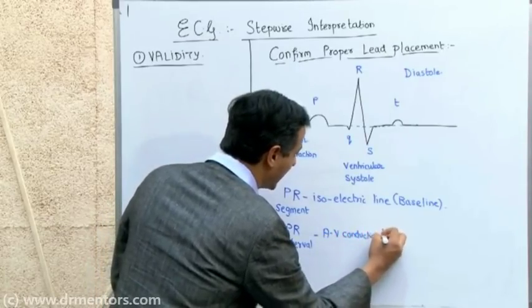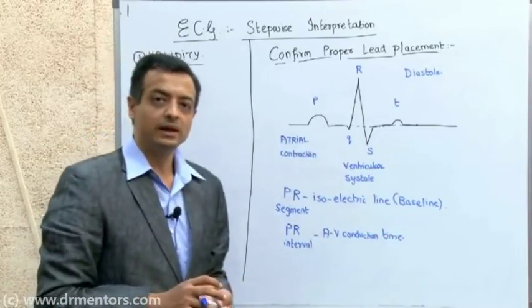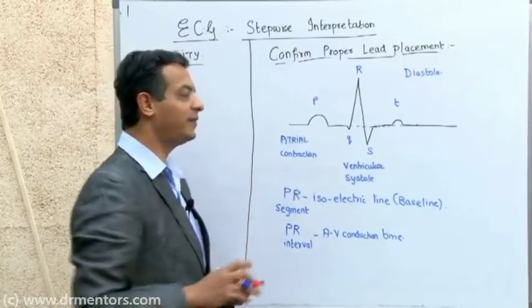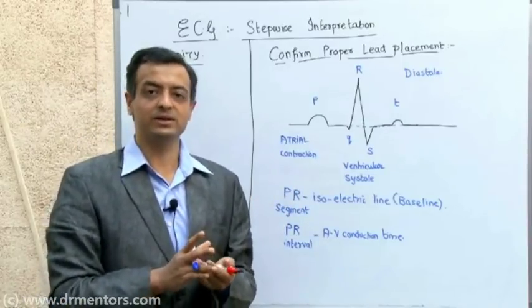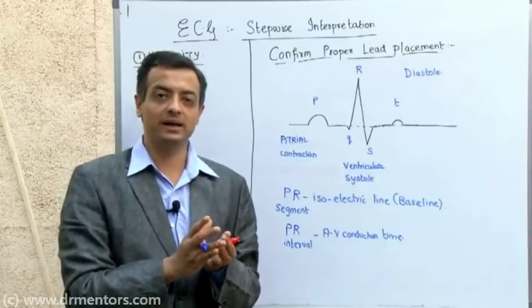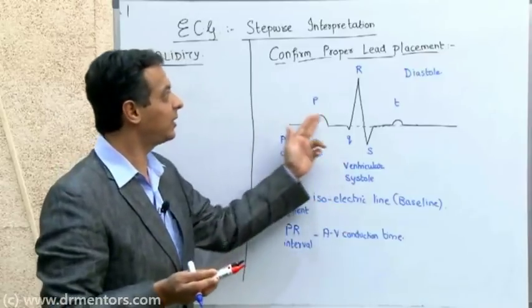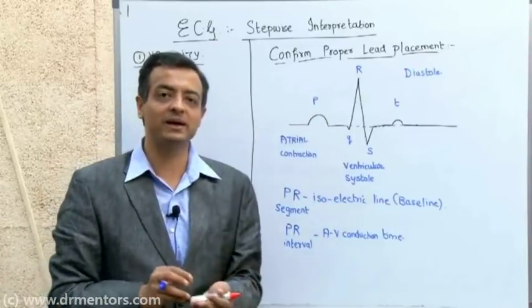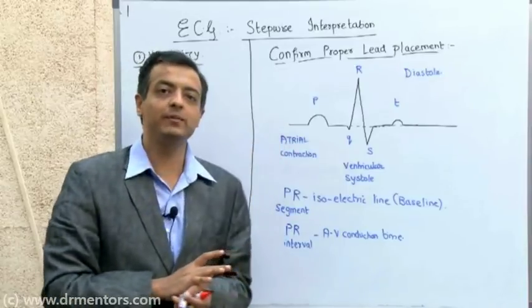AV conduction time is what is denoted by the PR interval. So these are normal waveforms that you expect on the ECG, because the dominant vector of the heart is towards the left. So when the left side is there, this is the normal waveform that you expect in the ECG. So how can you check for proper lead placement?